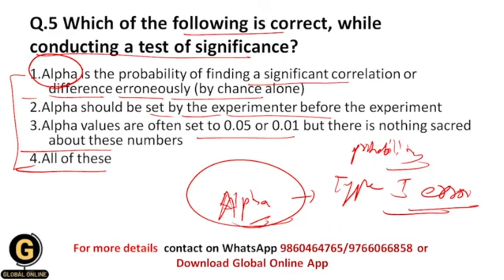Alpha values are often set to 0.05 or 0.01, but there is nothing sacred about these numbers. Again, this statement is correct because the smaller the value of alpha, the greater is the significance of the test. I mean to say that your test results will be more significant when the alpha value is smaller. All of you getting? And that's why all of these options are correct in regard to the test of significance.